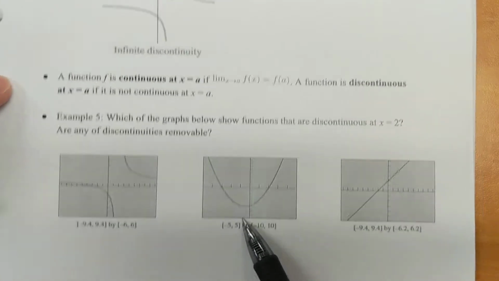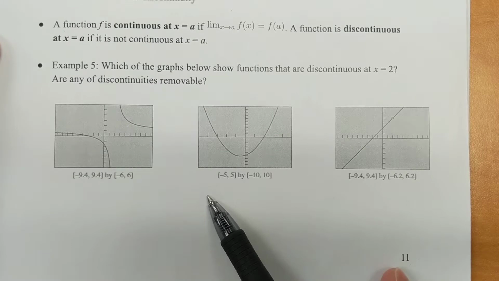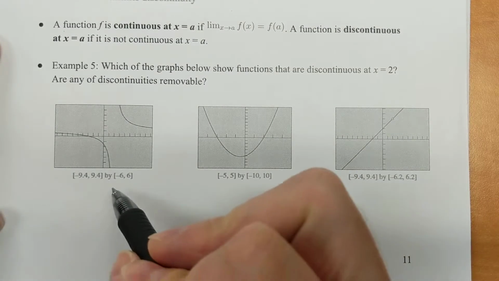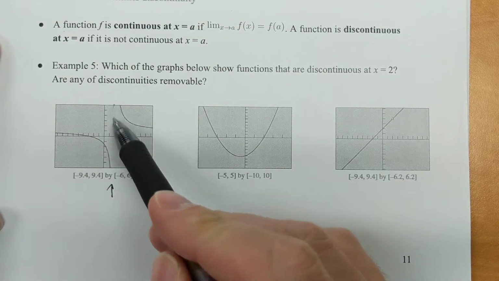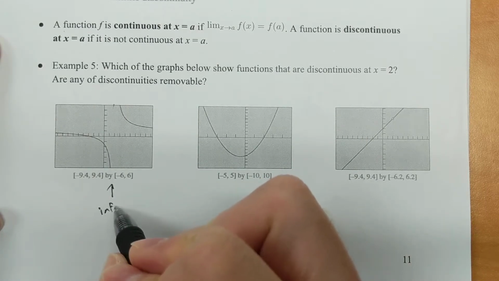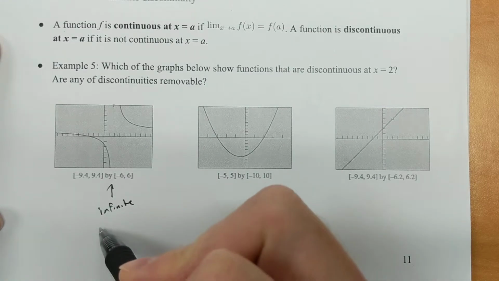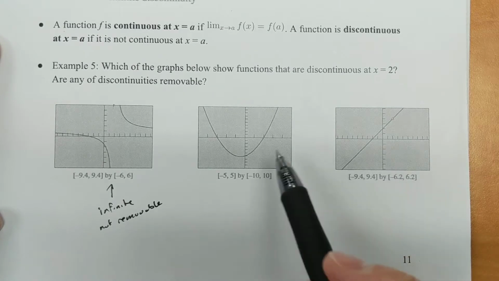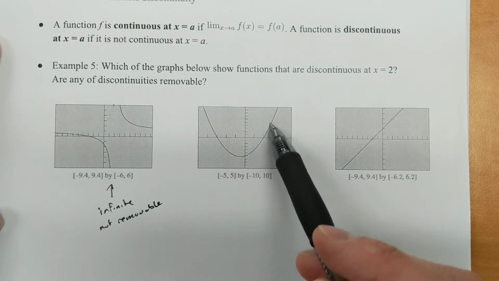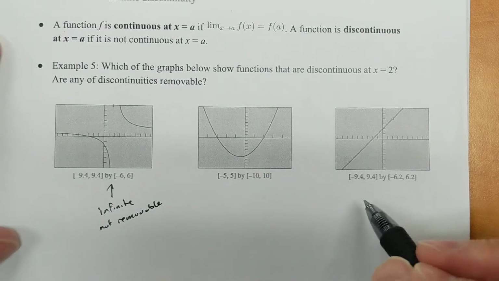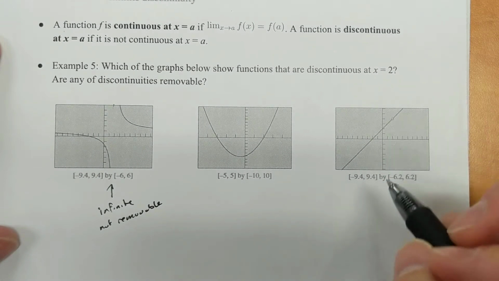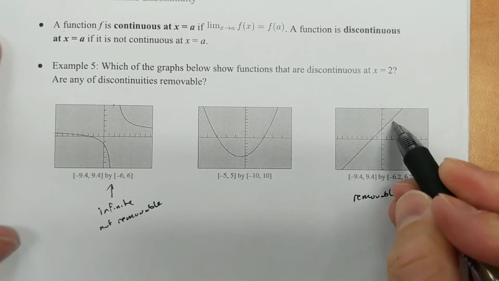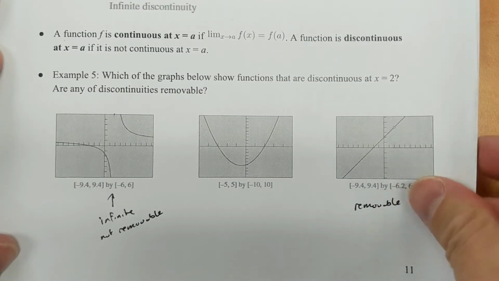All right, so example 5 here: which of the graphs below show functions that are discontinuous at x equals 2? Are any discontinuities removable? So this one is discontinuous, because it has an infinite discontinuity, which is not removable. This one is continuous everywhere, so that's the problem. This one is also discontinuous, but this one is removable, because I would just have to fill in that little hole, and my value would be taken care of.